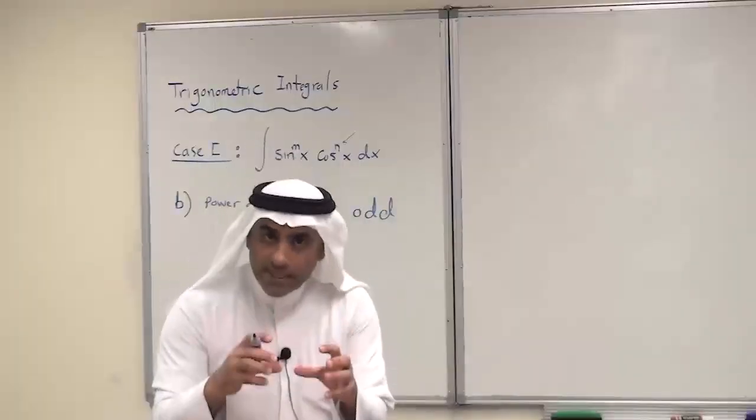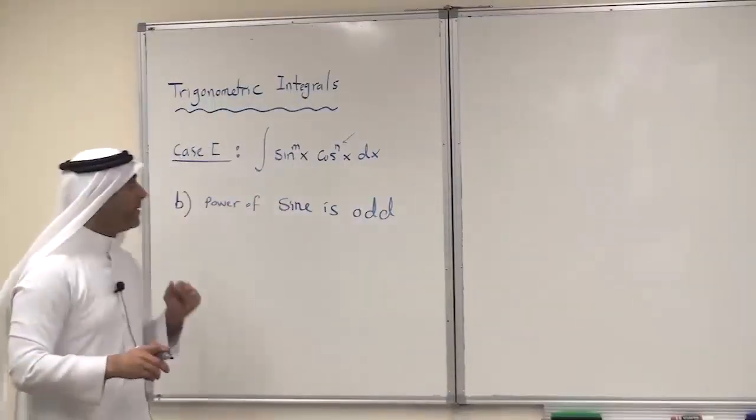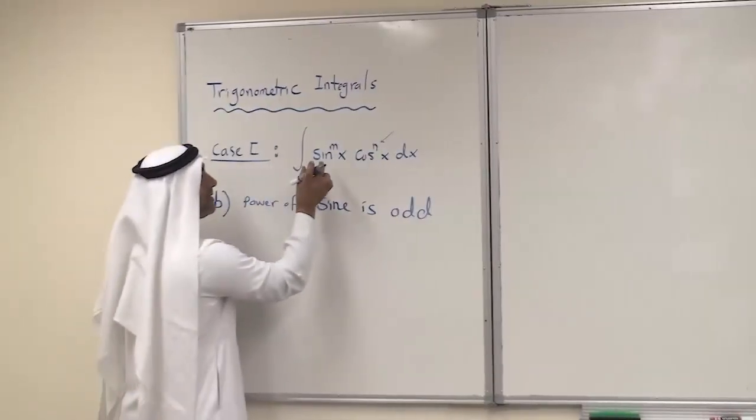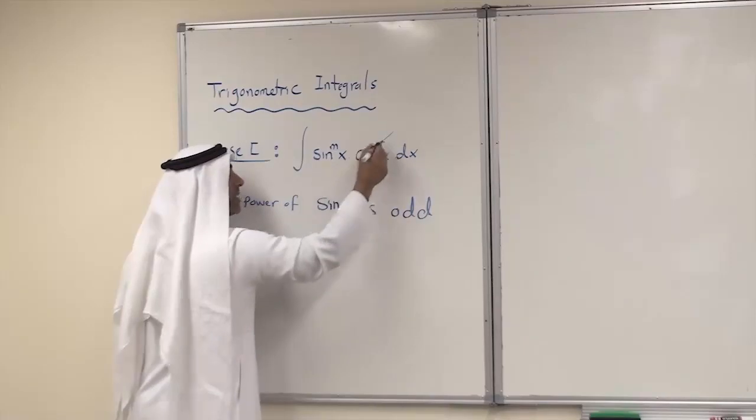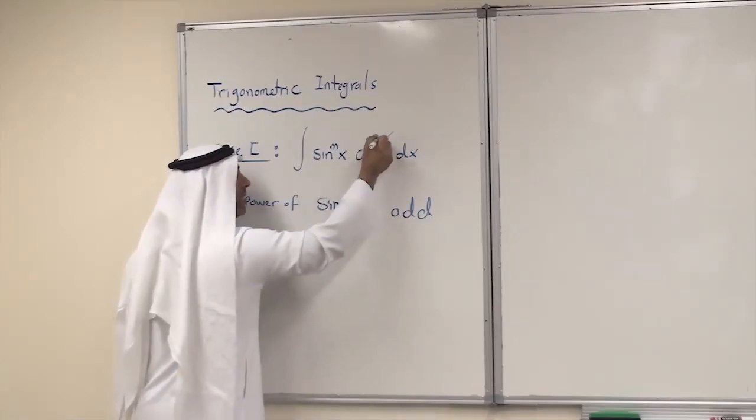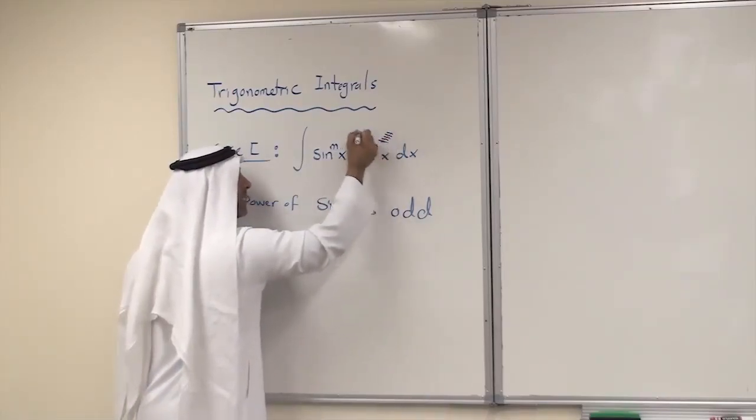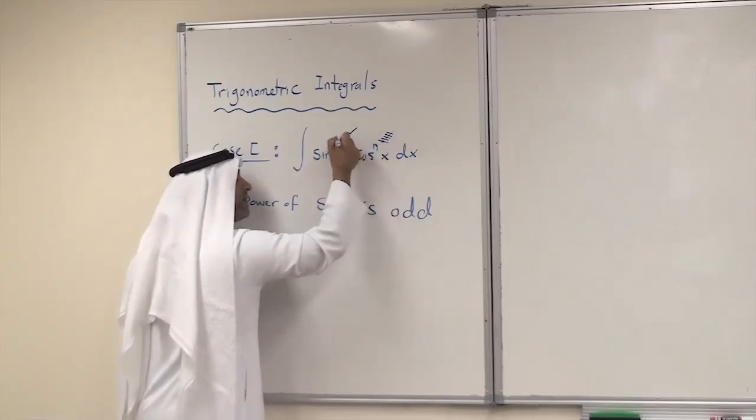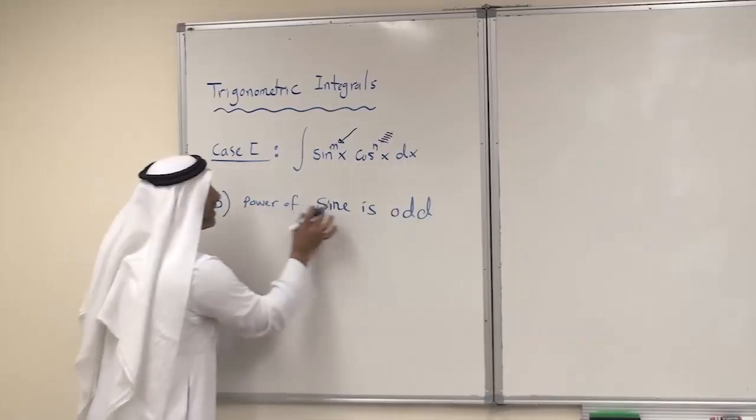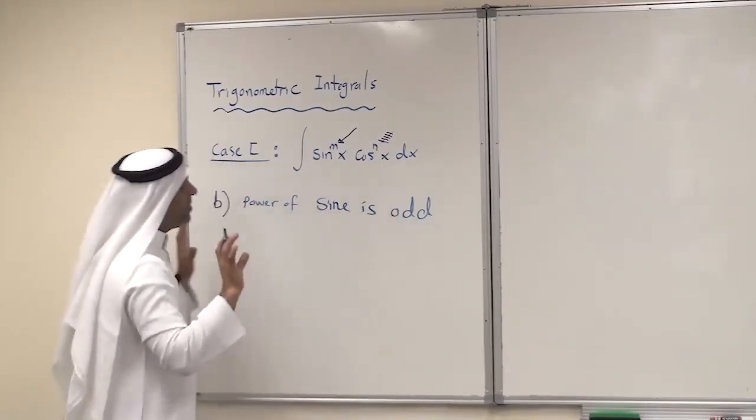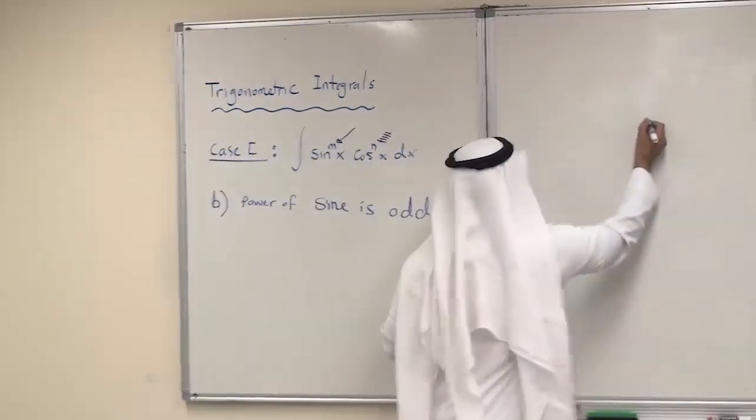Okay, let's go back to the first case and discuss the second part of it. The first case says I'm integrating a combination of sine and cosine. In the previous case, we discussed if the cosine has an odd power. Now, let's remove this one and discuss what happens if the sine has an odd power. Okay? What happens if the power of sine is odd? What do you need to do? You come to the case you have here.